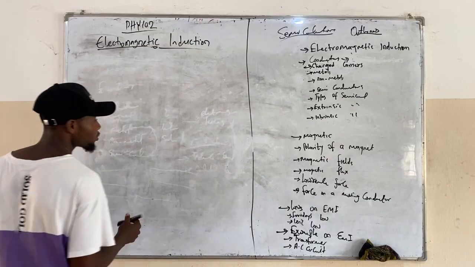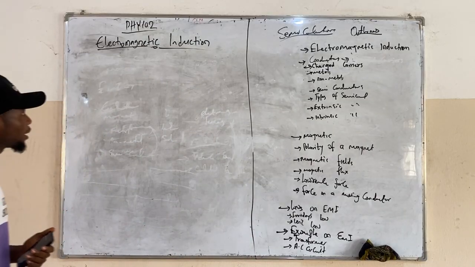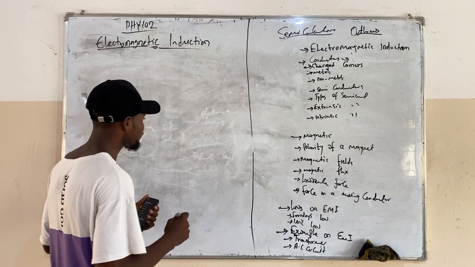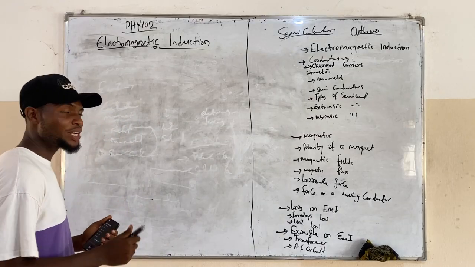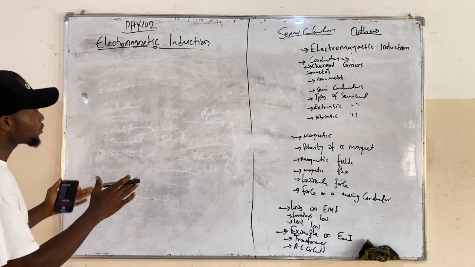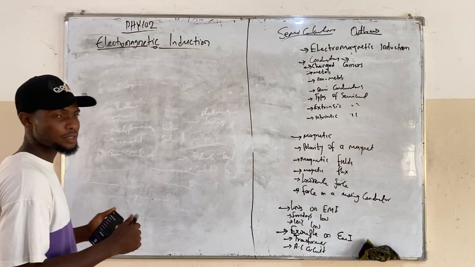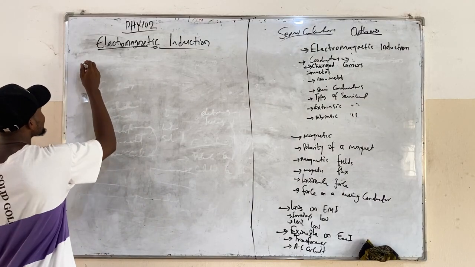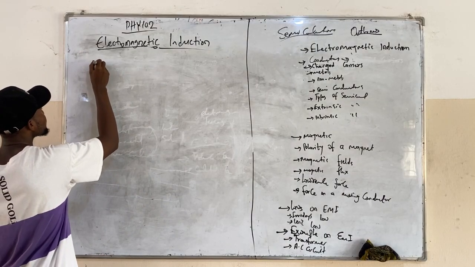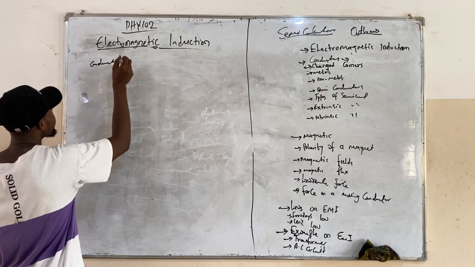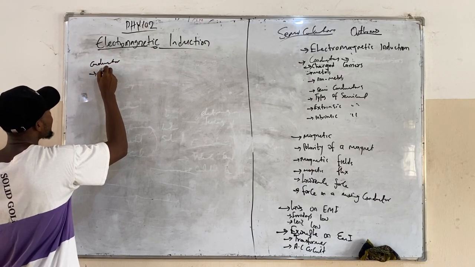So electromagnetic induction, EMI. Electromagnetic induction is the production of an electric current whenever there's a relative motion between what? A conductor and a magnet.